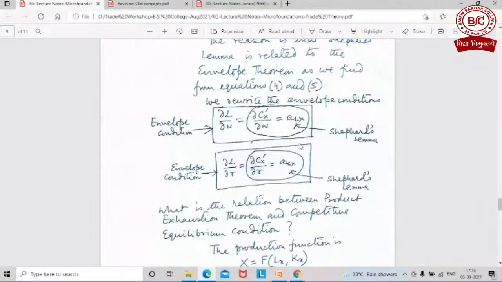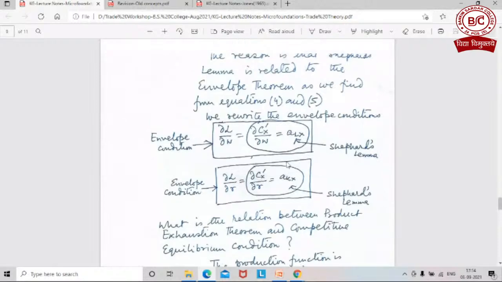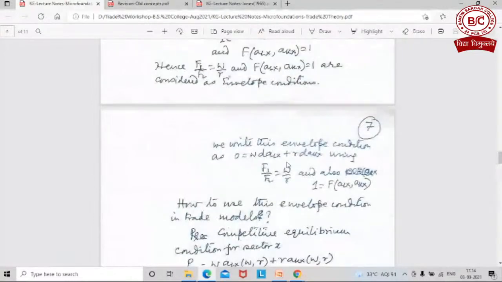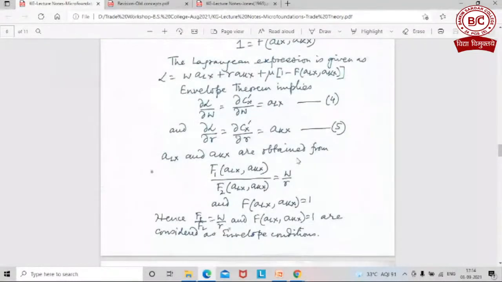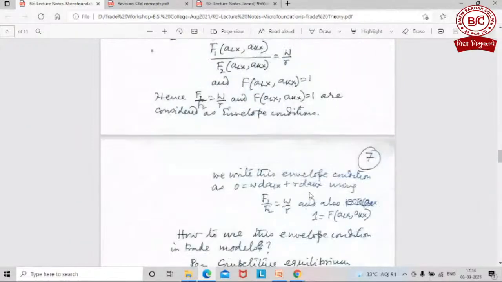So basically, how is this ALx obtained? Because this is the envelope condition, and ultimately this is equal to ALx. This is the envelope condition. This is equal to AKx. How are these two obtained? These are obtained from the points of tangency. And what is the condition for the point of tangency? The condition for the point of tangency is F1 by F2 equal to W divided by R. And what does it mean? It means 0 equals W dALx plus R dAKx. Is it okay now? Is there any doubt? No, sir.